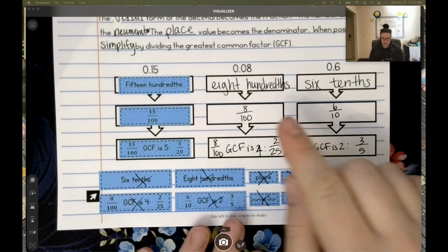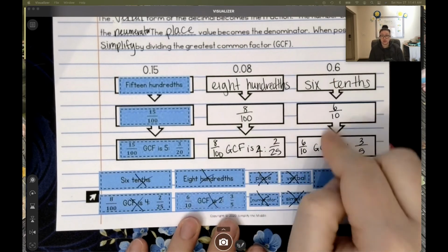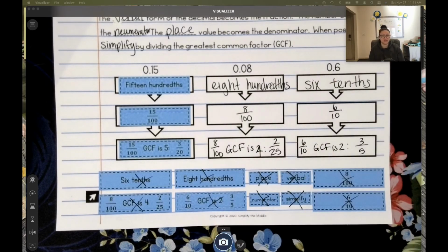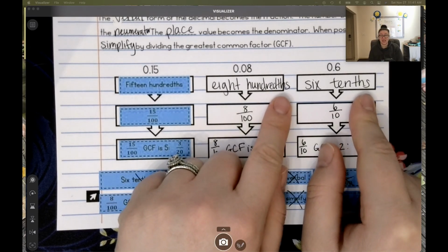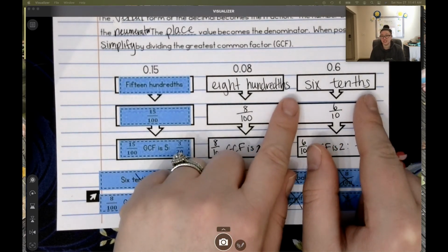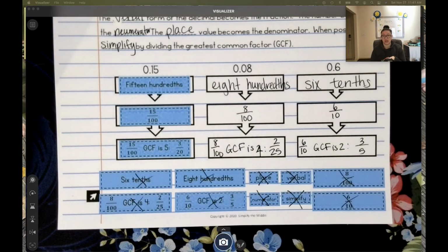All right, check your answers and see if they match mine. The biggest thing, be careful with that "ths." After the decimal, we see "ths" instead of "ds" or "ns." So please be careful with that.